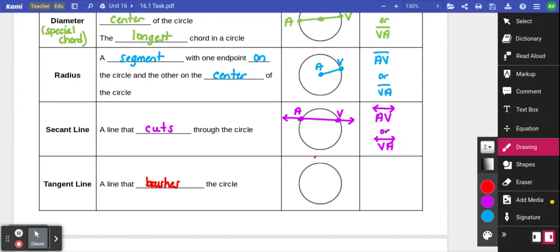So an example of a tangent line would look like this. You'll notice that it just brushes the edge of the circle. If you zoom in really close, it only touches in one spot. Now, in order to name this line, we would still need to know two of the points on the line. So we would name this either AV and then put two arrows on the top, or VA and put two arrows on the top. Here's what we're going to be practicing when I see you again.